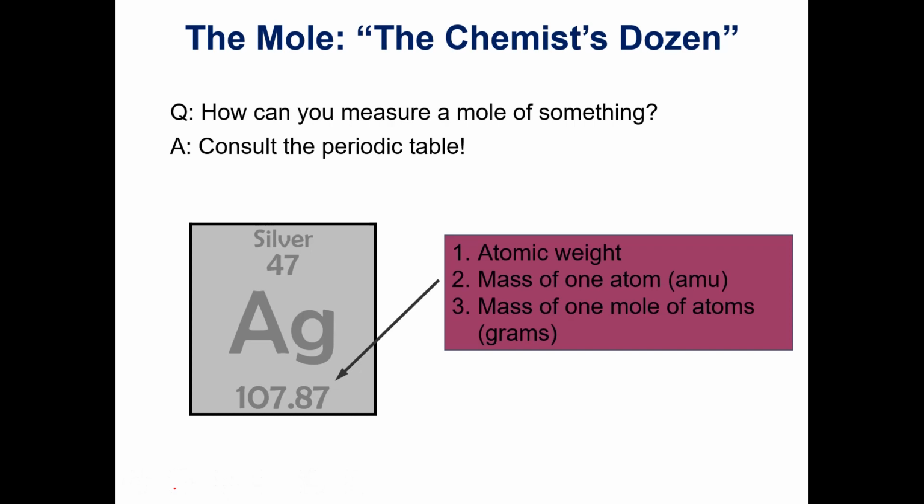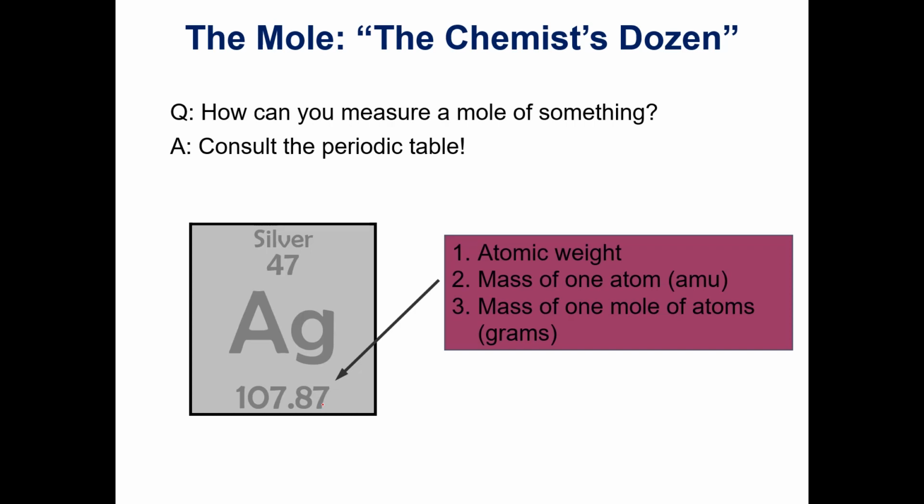So, that's all well and good, but we can't exactly count out 6.022 times 10 to the 23rd atoms. That would take us probably longer than we have possibly in our lifetimes. So, we're obviously not going to be able to count it out, and our balances don't weigh things in moles, so how exactly will we measure out a mole of something? Well, we have a convenient way of doing that if we look at the periodic table.